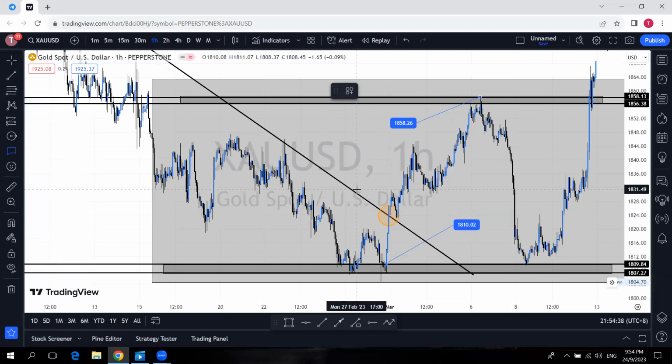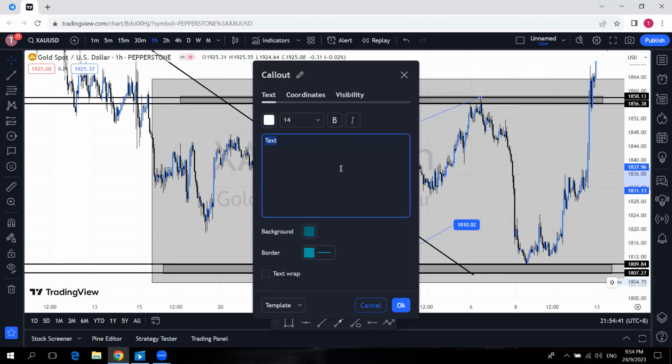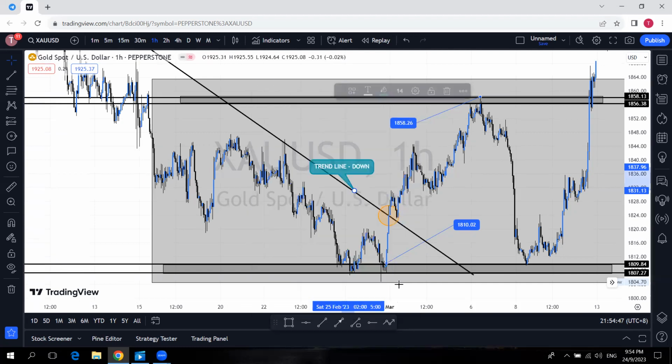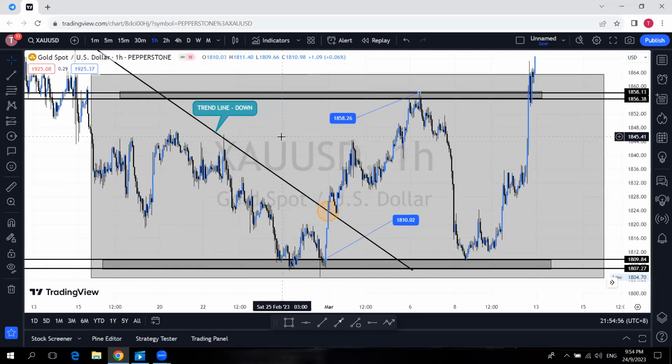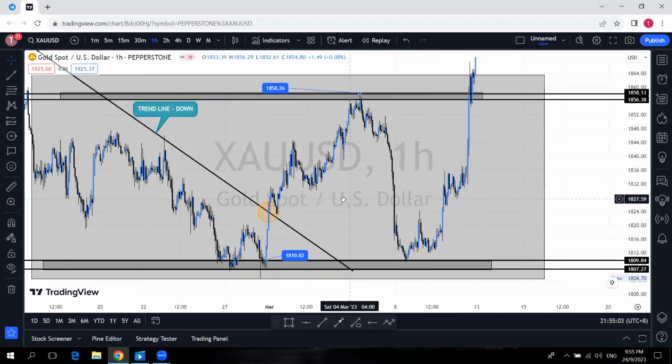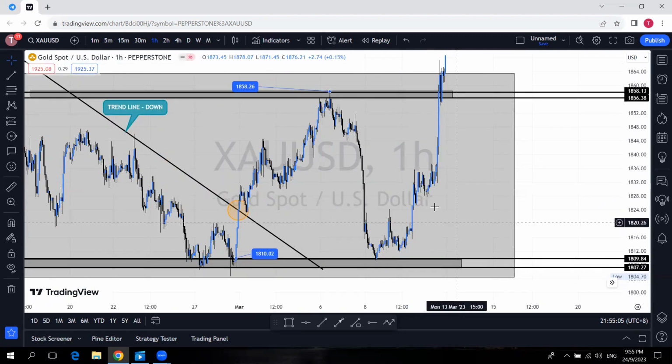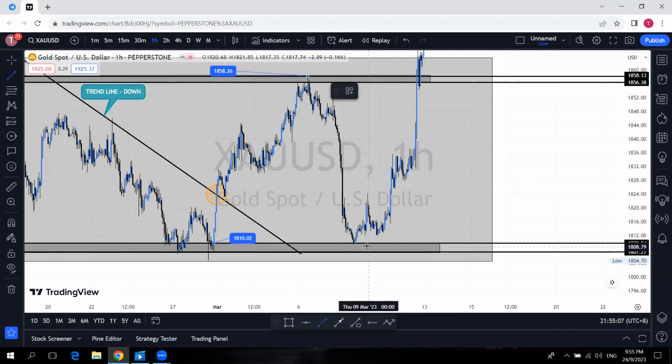So I'm just going to type in here for you, trend line down. This is just something easy for you to reference later. So this is trend line down, or I would say the trend line which is going down. How do you find a trend line going up, or to the upside? I will show you how to do that as well. You can see that here. Here is a good example. You just need to mark here to here.